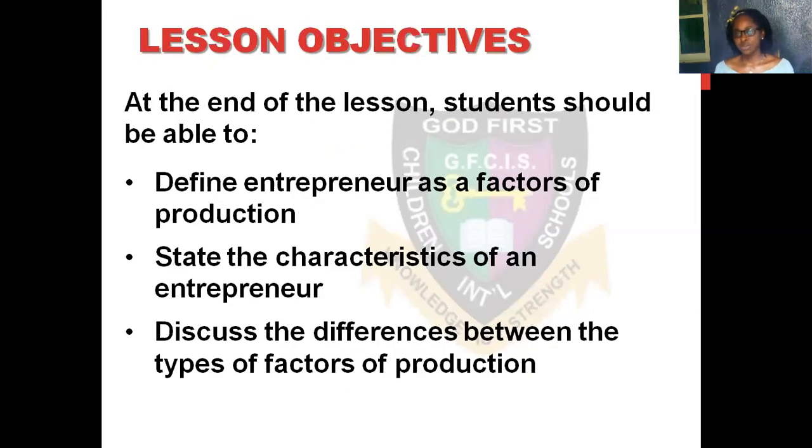Let's look at our lesson objectives. At the end of the lesson, the students should be able to define entrepreneur as a factor of production, state the characteristics of an entrepreneur, and discuss the difference between the types of factors of production.